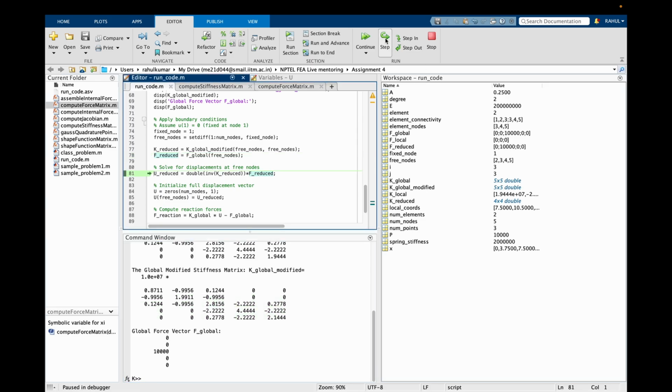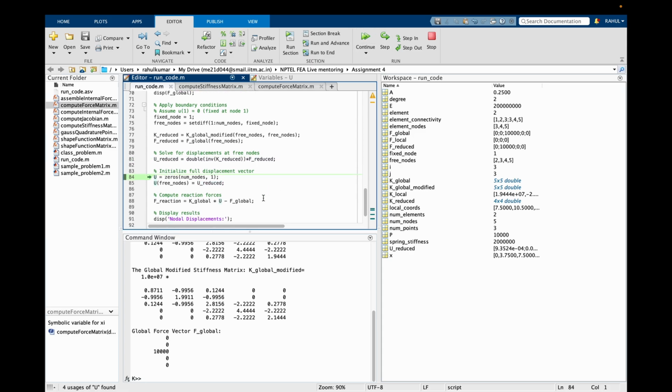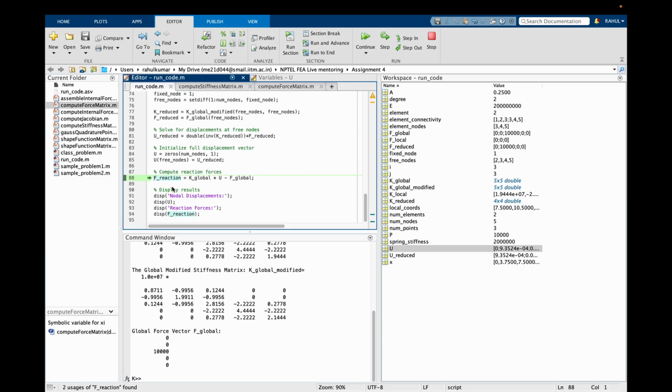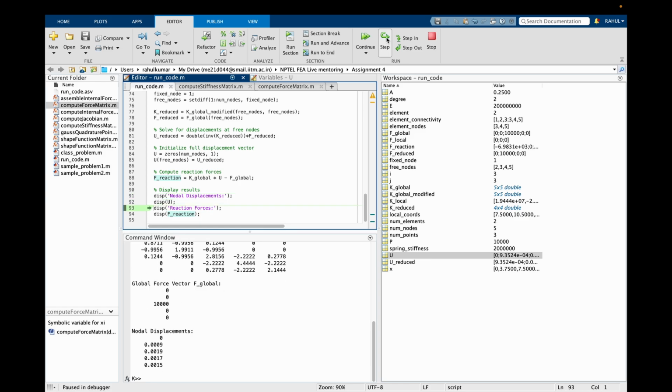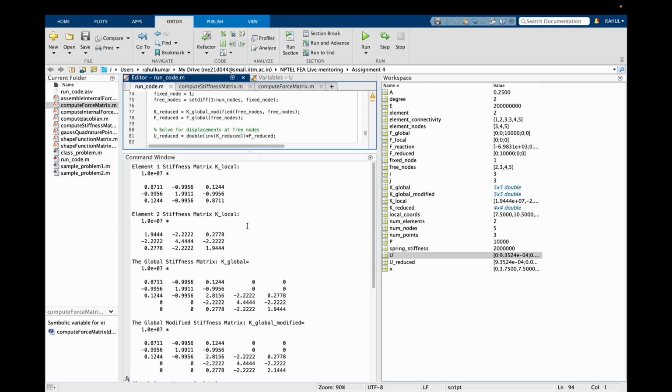Now it will solve. You can see that it is K inverse F reduced, so we will get U reduced. Now it will substitute into the displacement vector. Now you will get U. Then we will get F reaction force, that is nothing but K global times U minus F global. Now it will display nodal displacement and all reaction forces. So the code is done. Now we will match our results, whatever we got.